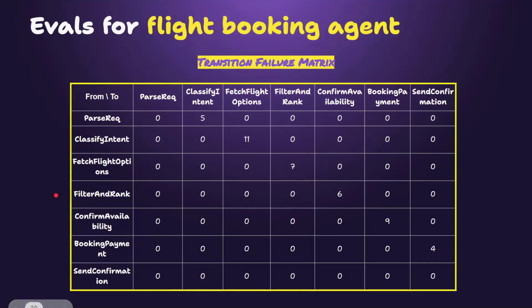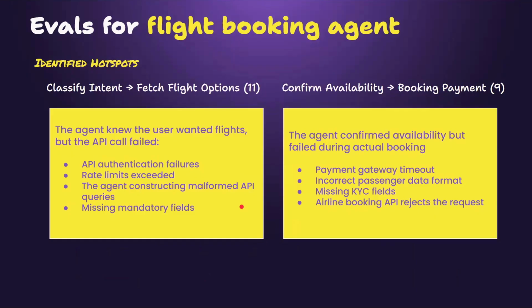For example, in this case, we can clearly see that the agent is failing between the steps where it has classified the user intent but is not able to call the flight booking API successfully. Another critical stage of failure is the payment stage. The matrix has helped you identify the hotspots in your problem, which if fixed can dramatically improve the performance.